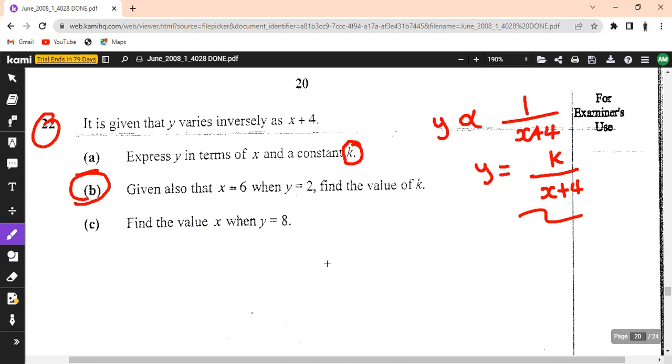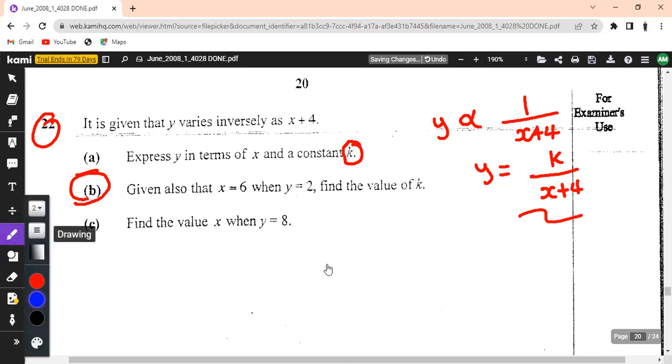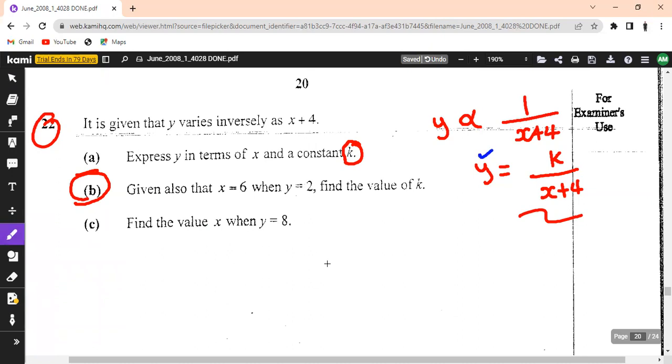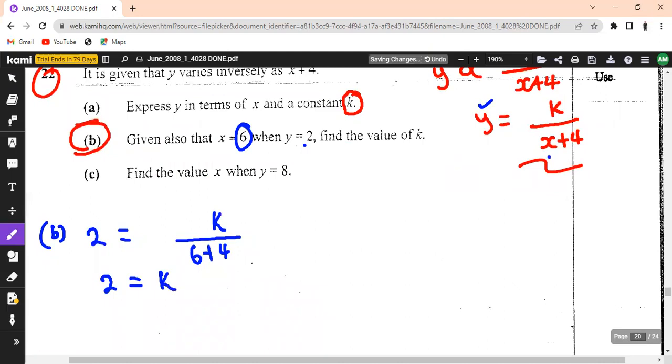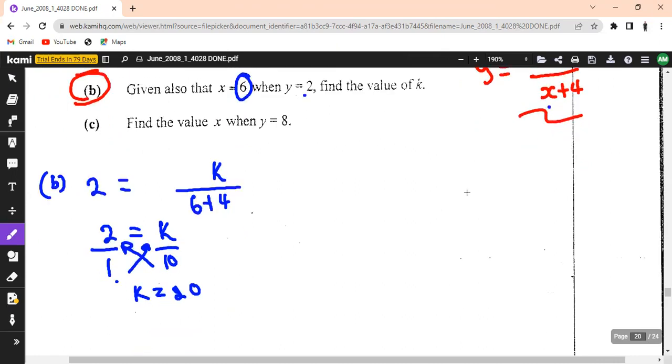B, given also that x is equal to 6 when y is equal to 2, find the value of k. So this is now your B. You just have to substitute the value of y here, which is 2. So 2 is equal to k over the value of x. We are given that x is 6. So it's going to be 6 plus 4. And 6 plus 4, that's 10. So 2 is equal to k over 10. So you can cross multiply to find the value of k as usual. 1 times k, that is k is equal to 10 times 2, which is 20. So that was it, guys. The value of k in this case was going to give us a 20 there.